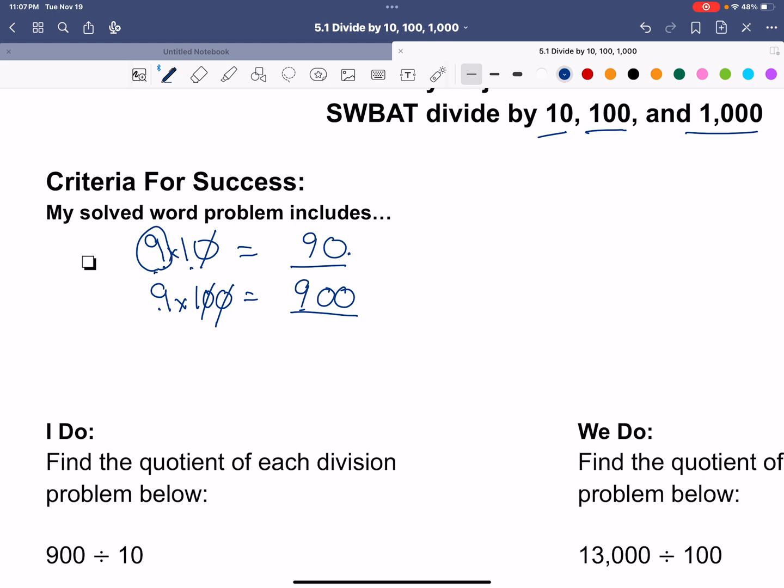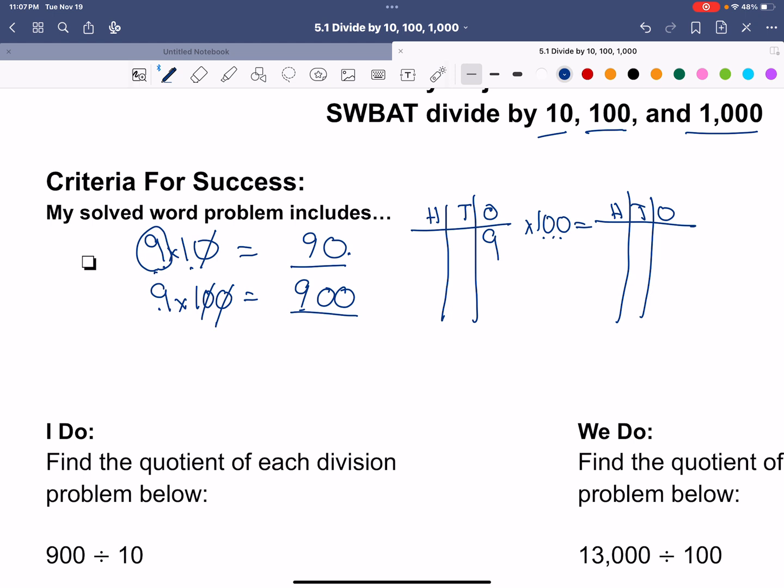Let's take a look at it on the place value chart here. So OTH, I'm going to do 9 times 100 on that. So first we start off with just a 9, right? Then when we do times 100, it moves HTO, it moves over, right? It moves 2 places to the left. So it becomes 900, correct?